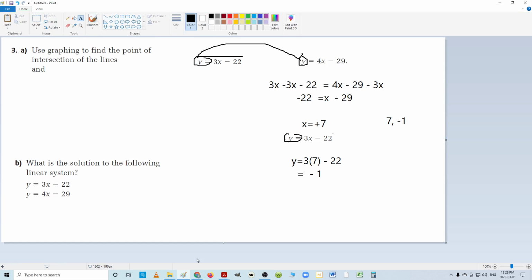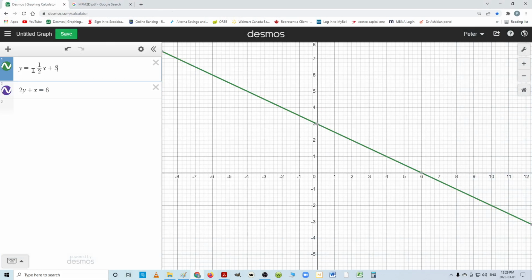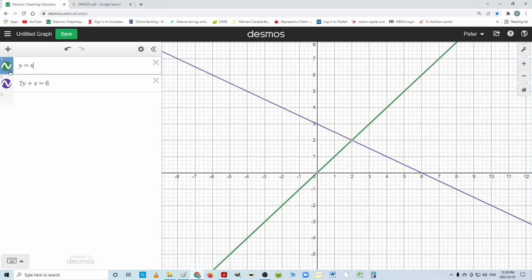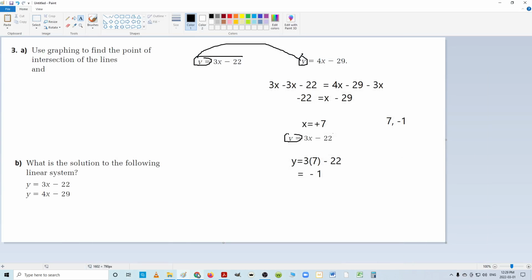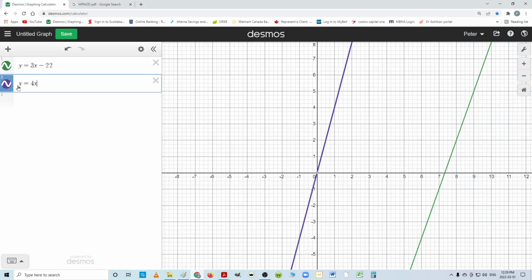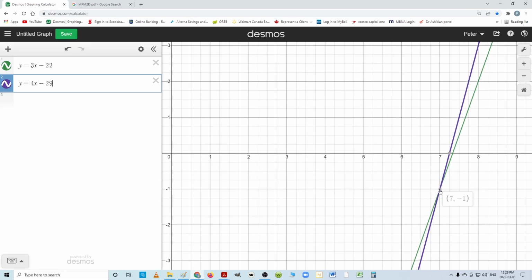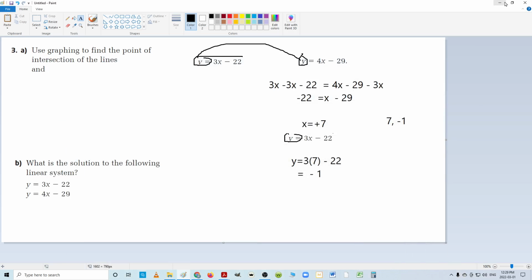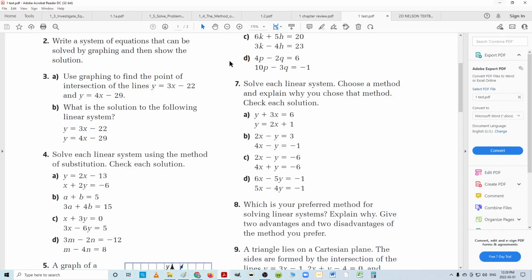And I can confirm this in Desmos by putting in the line 3x minus 22 here was my first line, and 4x minus 29 is my other line. And let's see. 7, minus 1 it says. Yep. So I can see that these two lines met at x 7, y minus 1.